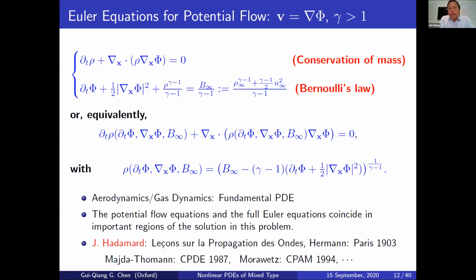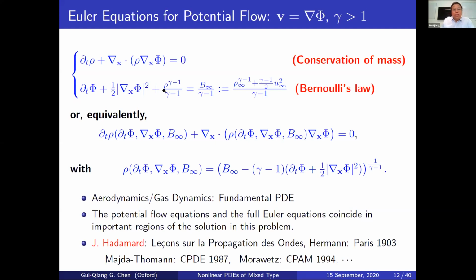The first equation is the conservation of mass. The second equation is Bernoulli's law. I like this system because, in the first equation, if we know the density, with the pressure law density to the power gamma, where gamma is a constant, then this second equation is really a Hamilton-Jacobi equation. Now, if we know the velocity potential, then the first equation is a transport equation. So this is a system coupling the transport type equation and the Hamilton-Jacobi type equation.